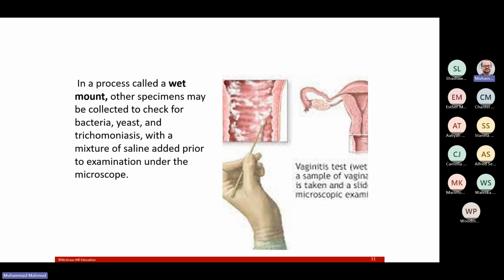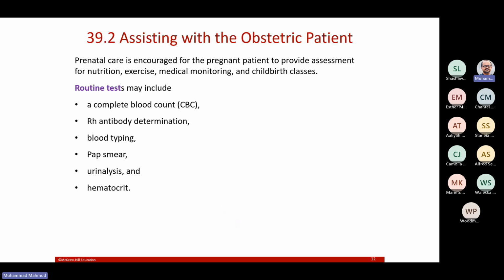For the wet mount test, we can find whether it is an infection, like you see here, caused by bacteria, yeast, or trichomoniasis. We use a saline drop, and under the microscope in the office we can find out those diseases. So these are some gynecologic procedures. Let's go to the OB, obstetric patients.